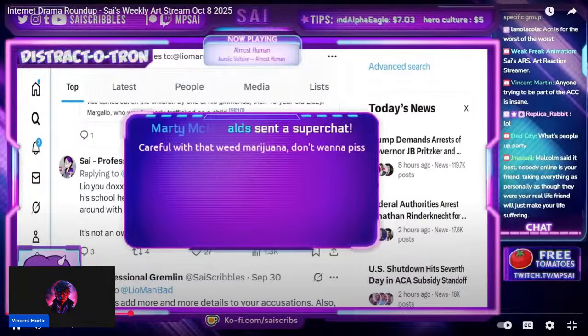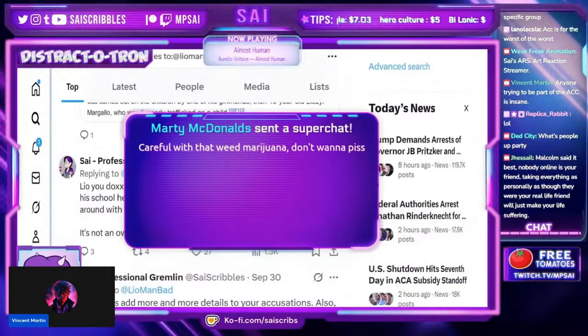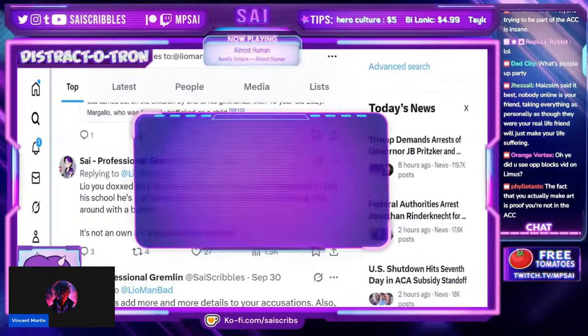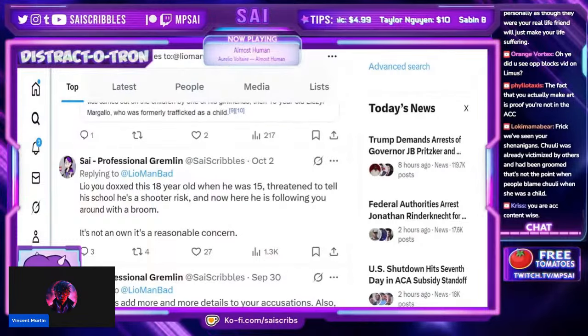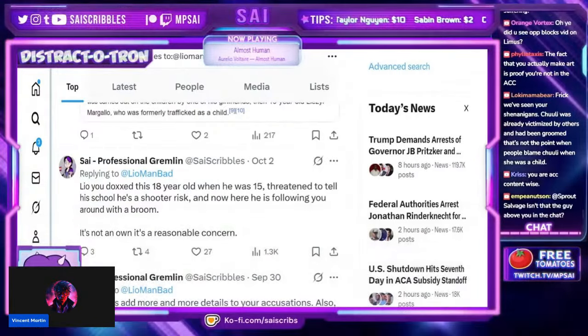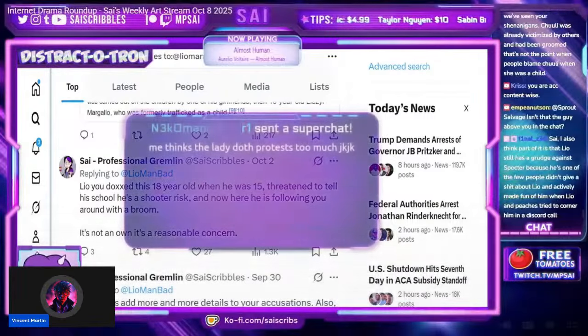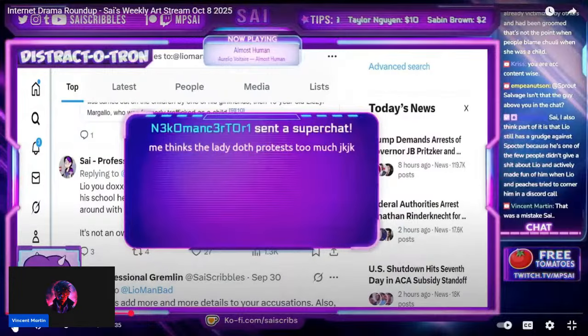Careful with that weed, marijuana. Don't want to piss. Now, I'm not gonna get into the mean rumors about KP, but I've never pissed myself while smoking weed, so I don't know, something else might be going on there. I would like to know who does. Okay. You have to smoke a lot. Maybe that's why the story about him.